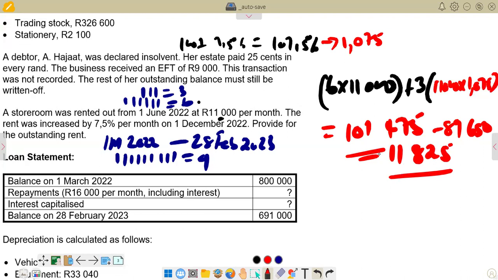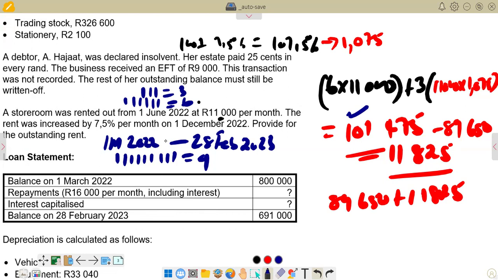So we are going to provide this in the calculation. We are going to show that there was an accrual of 11,825 by adding 89,650 plus 11,825, so that it arrives at the figure that was supposed to be received, which is 101,475. This is what we are going to do in the calculation section.